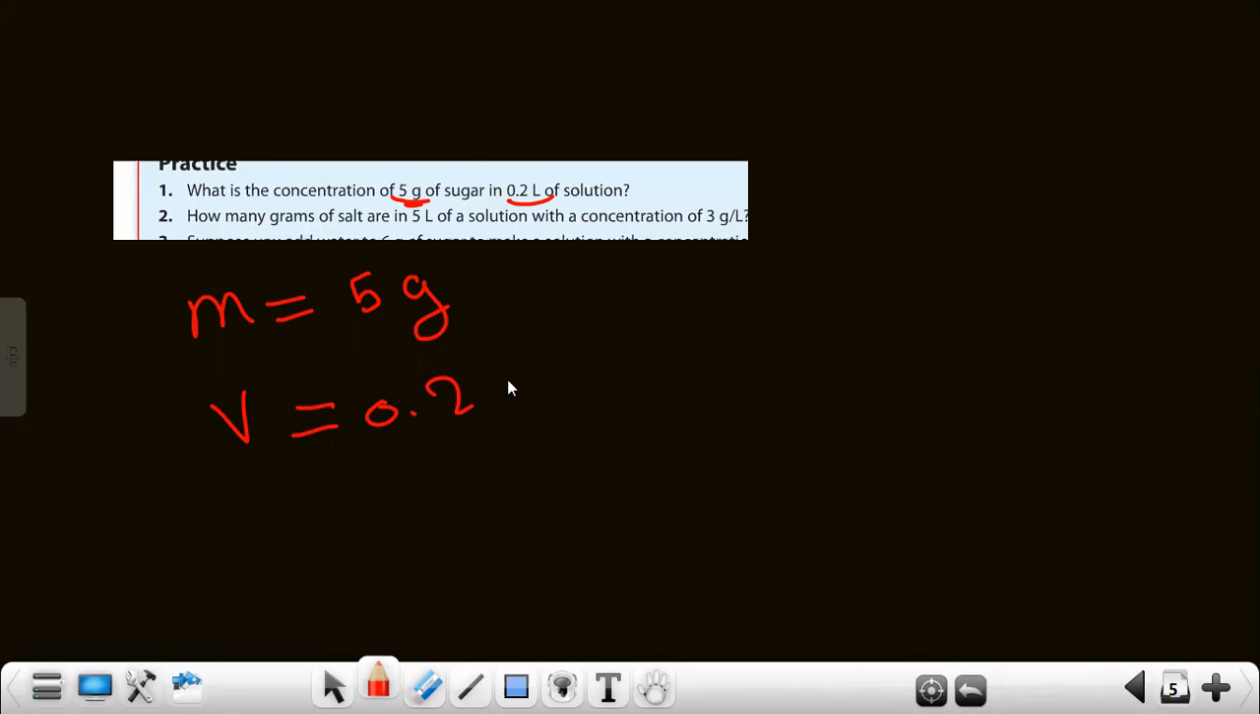I still can't hear you well. In the question, he said, what is the concentration? We want us to calculate concentration. What is the law? 25 grams per liter. Okay, thanks, Majid.